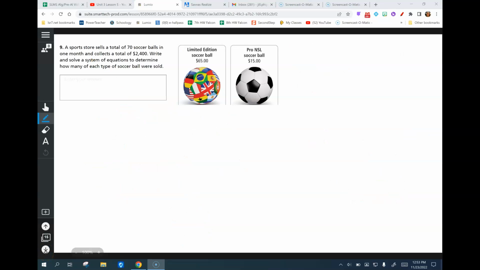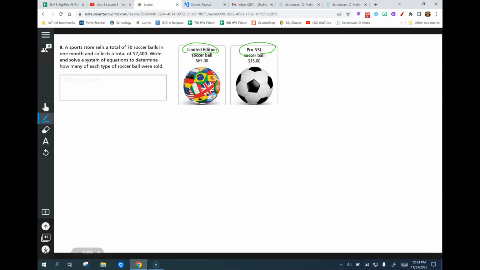The only time, well, not the only time, but one of the rare times that word problems are fine. So here we go. Let's read the problem. A sports store sells a total of 70 soccer balls in 1 month and collects a total of $2,400. Write and solve a system of equations to determine how many of each type of soccer ball were sold. Well, yay. That kind of tells us here are 2 types of soccer balls, right? We have the limited edition, and we have the pro. So let's just give those letters, and you can always call them x and y, but indicate what they are.